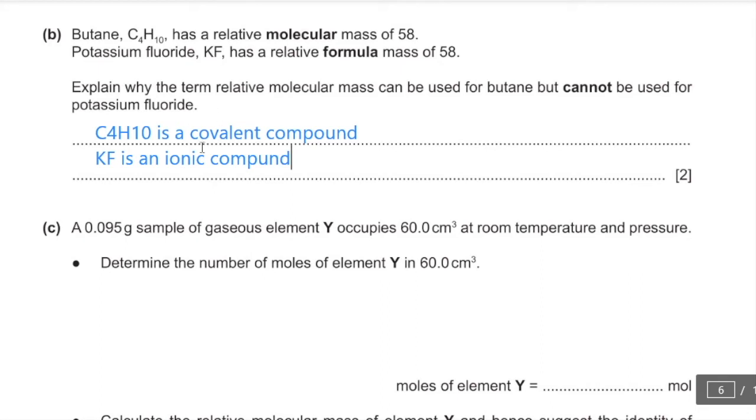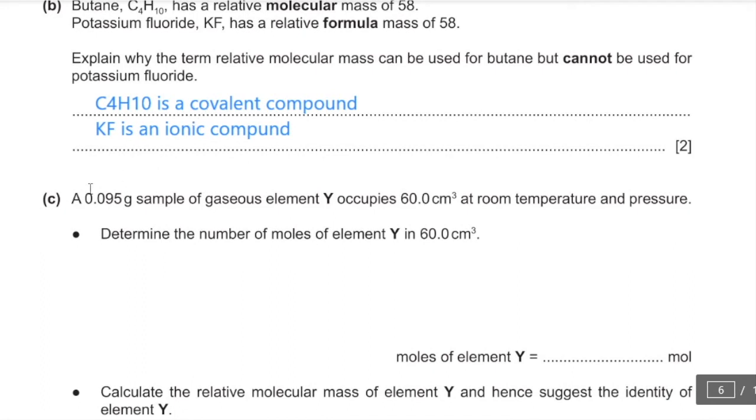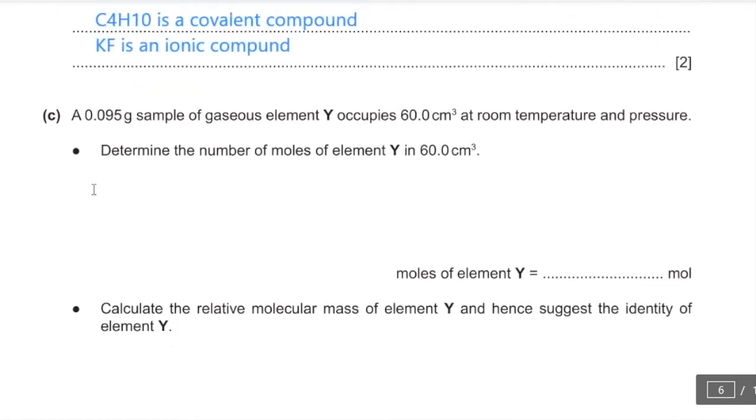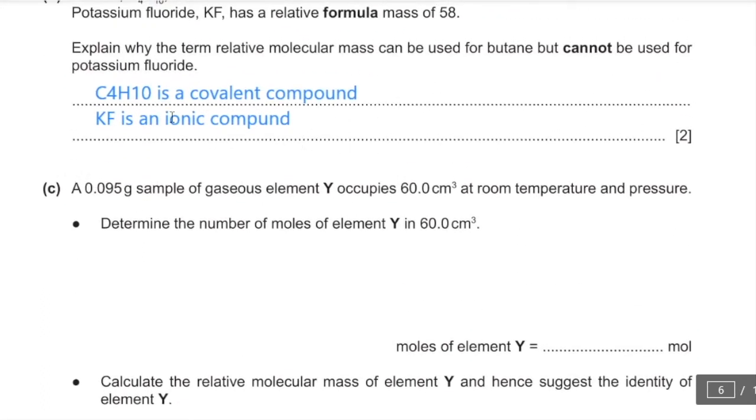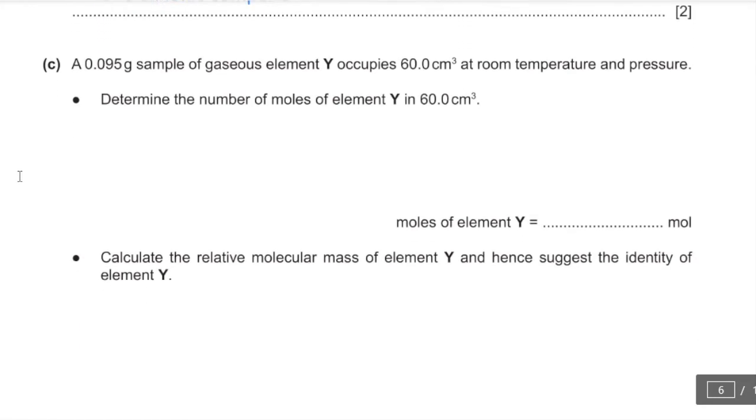And the reason that I'm writing both of the points is that we have 2 marks, so we have to mention at least 2 points. Sorry, we have 2 marks for which we need to mention at least 2 points. C.